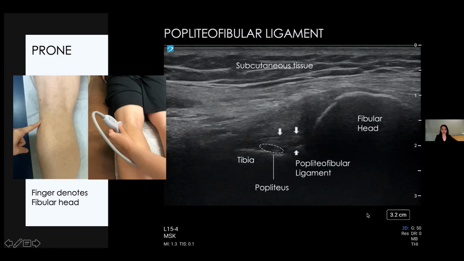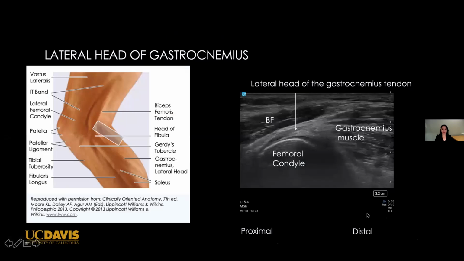And lastly, let's evaluate the lateral gastrocnemius. So go ahead and translate the probe more superiorly, and the probe will be oriented in long axis to the lateral gastrocnemius muscle, myotendinous junction, and tendon over the femoral condyle. We evaluate this thoroughly. And lastly, let's move forward with our summary and our ultrasound report.